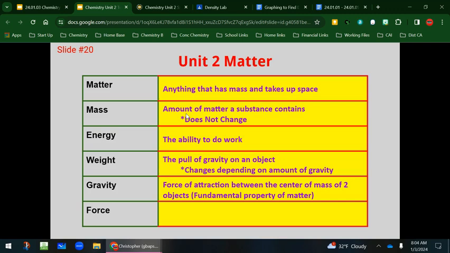Force of attraction between opposite charges. Positive and negative. Friction is not really a force of attraction. Friction is caused by forces of attraction. In other words, when two objects are rolling or sliding over one another or moving, gravity causes friction. But friction is actually trying to overcome gravity. Force of attraction between the center of mass of two objects.